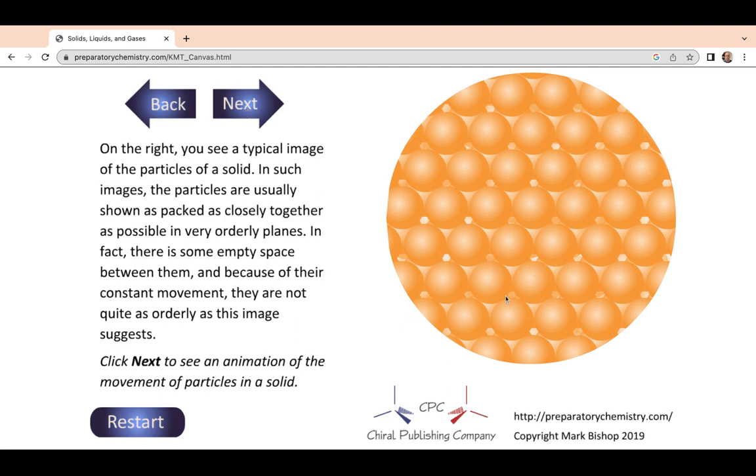Here on the right, we see the typical image of the particles in a solid. In such an image, these particles are usually shown as packed as closely together as possible in very orderly planes. In fact, there is some empty space between them, and because of their constant movement, they are not quite as orderly as this image would suggest. Here you can see these spheres jam packed together in an orderly fashion, lined up together. You can see the triangular pattern and these layers of atoms, and they're kind of stuck in their place. It's not exactly like this. There is some freedom of motion here, but they are pretty packed, and they do have a regular pattern. So let's move on.